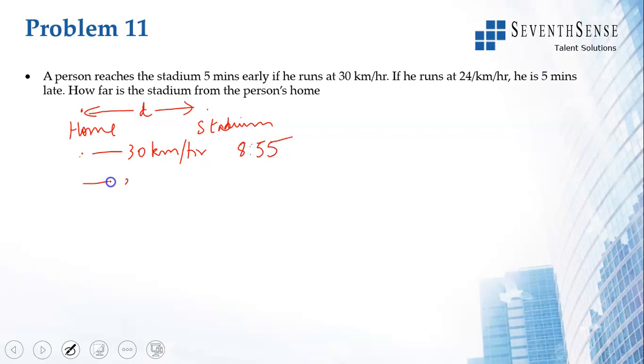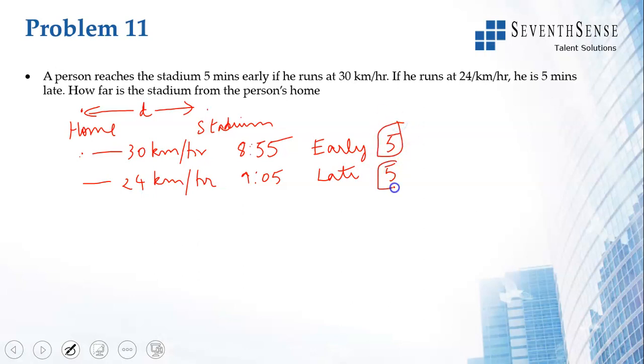If he runs at 24 kilometers per hour, he is going to come in at 9:05. So one is early, one is late. So what do we do when one is early, the other is late? We add. Okay. So this is by 5 minutes. This is by 5 minutes. 5 minutes early, 5 minutes late. So you add 5 plus 5. So time taken when he is running it at 24 minus time taken when he is running it at 30 is equal to the difference in the time.